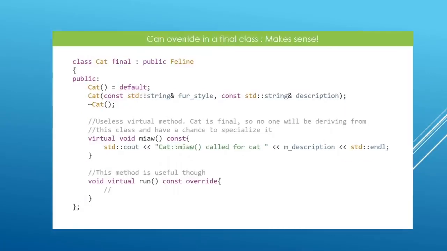Okay, one thing you should know though is that we can override in a final class. And this is going to make sense because, for example, the run method is coming from the feline class, and here we are just specializing that. So we are marking that as an override here, even if this is a final class. So be careful. This is valid C++ syntax. This is going to work just fine.